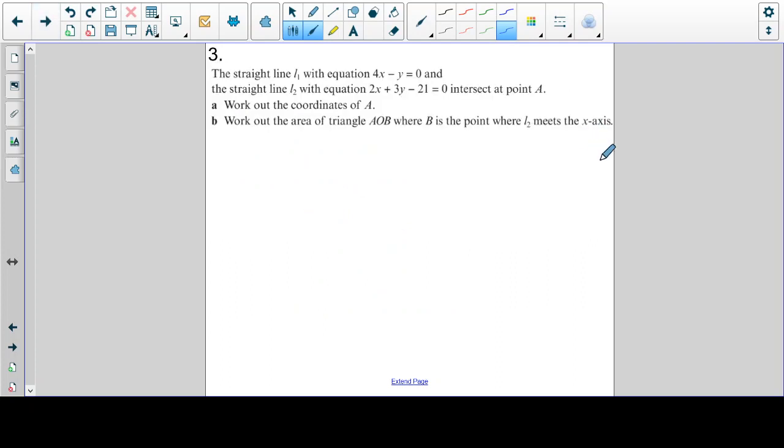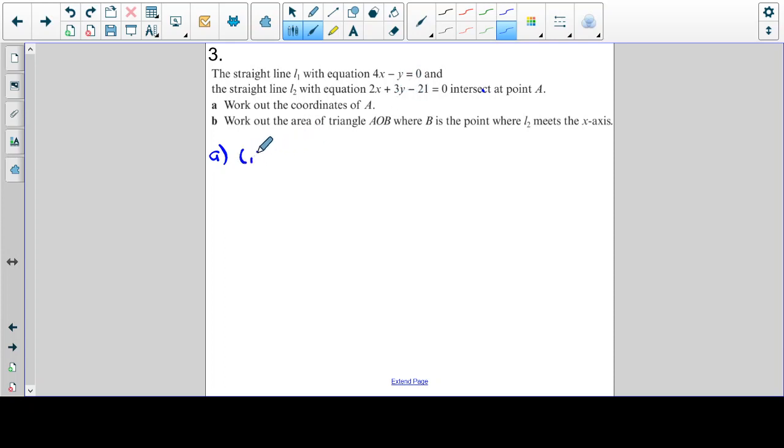Last one, split into two parts. So we've got the equations of L1 and L2, and we're told that they intersect at the point A. And first of all, we need to find the coordinates of that intersection. So to find intersections of lines, we should be solving simultaneous equations. We need to solve these two lines simultaneously. So the best approach to do that will be to rearrange them both, but rearrange this one to make y the subject and then substitute that into there.